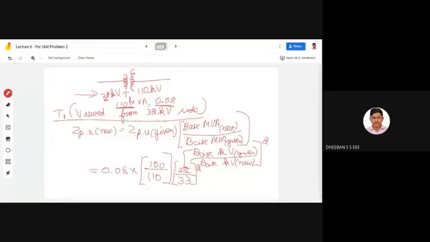Okay, so what will be the value? Use a calculator. It will be 0.0689 j. Okay, so this is for your transformer.